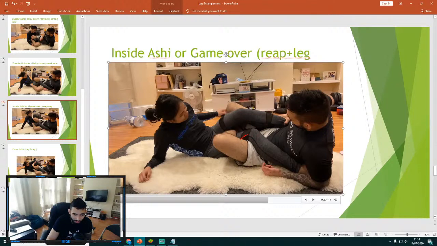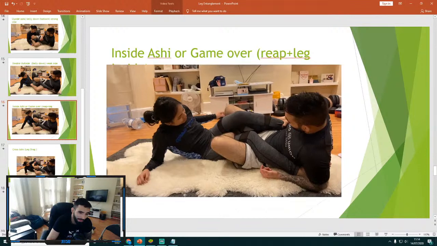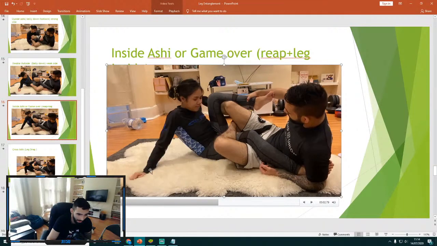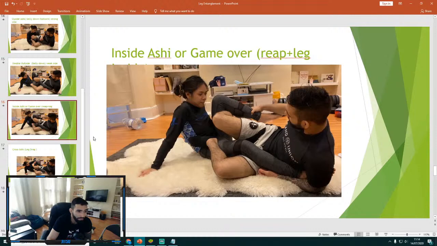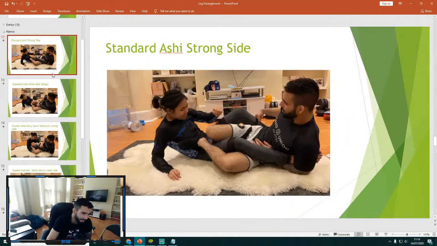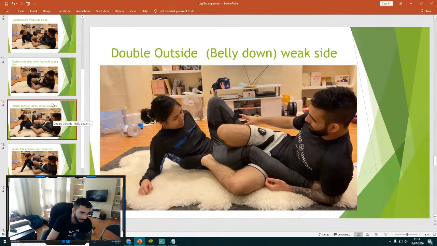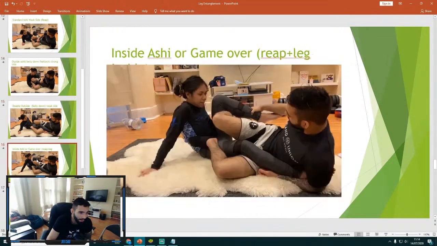Little tips that I can give you every time you do these positions: in any sort of scenario, you've got to have the person's knee line to be able to do this effectively. If you're below the knee line, the person's already basically out. So for all of these transitions, you've got to make sure the knee line is nice and controlled. As long as you follow that rule, you should be good. So far, standard ashi, outside ashi, or double outside, we sometimes call it, and inside ashi, which is the game over position.